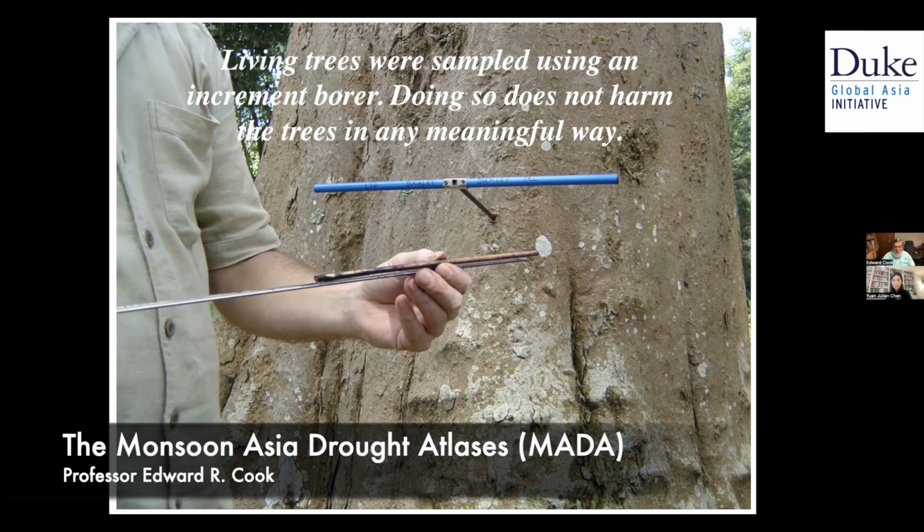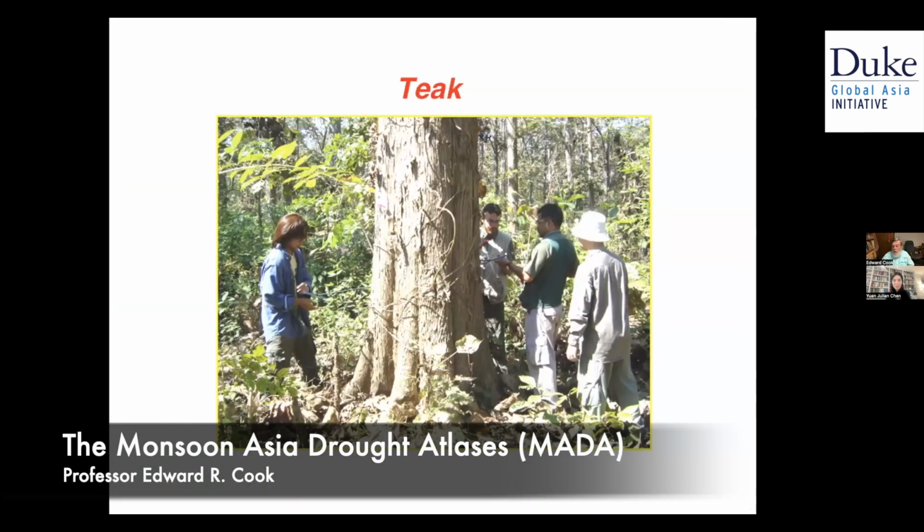And again, we do not kill the trees. The trees can be revisited years later and resampled. And we sample multiple species. Each species has its own characteristic expression of growth related to climate. No two species are quite the same. So multiple species can tell us a lot more about climate variability and change in the past than a single species can.